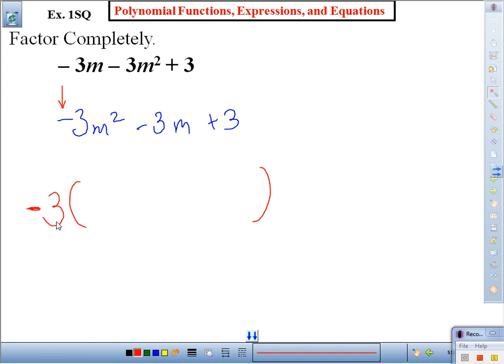Negative 3m squared divided by negative 3, we're left with m squared. Negative 3m divided by negative 3 is positive m. 3 divided by negative 3 is negative 1. Step 3. What was step 3, everyone? Factor. Does this look familiar to factor? Yeah.